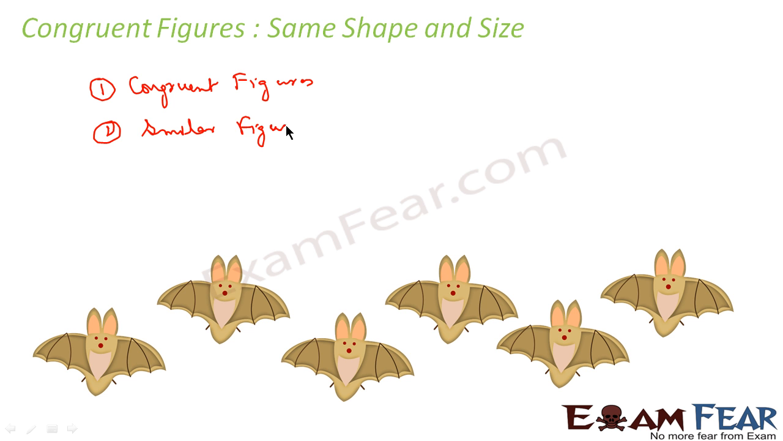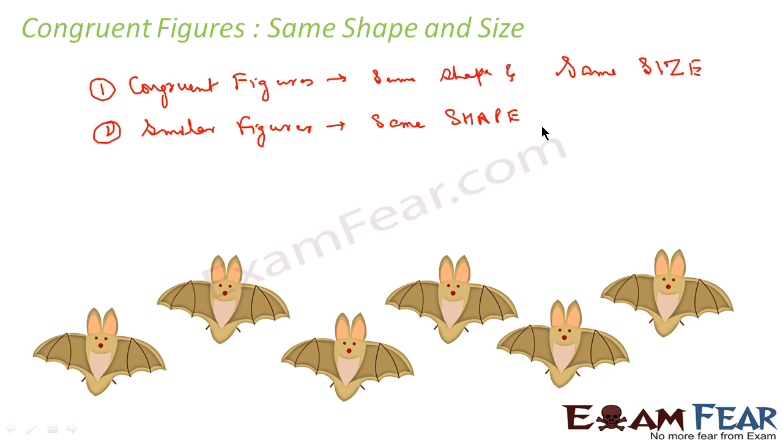Correct? So congruent figures have same shape and same size. Similar figure has same shape and different size, right? But different is not mandatory, even if you have same size, it will be similar also. Here the condition is little relaxed, that is size may vary, size may not vary, right? So we can say that all the congruent figures have to be similar also, correct? Why? Because the congruent figures are same shape and same size. Similar figures are only same shape, correct?